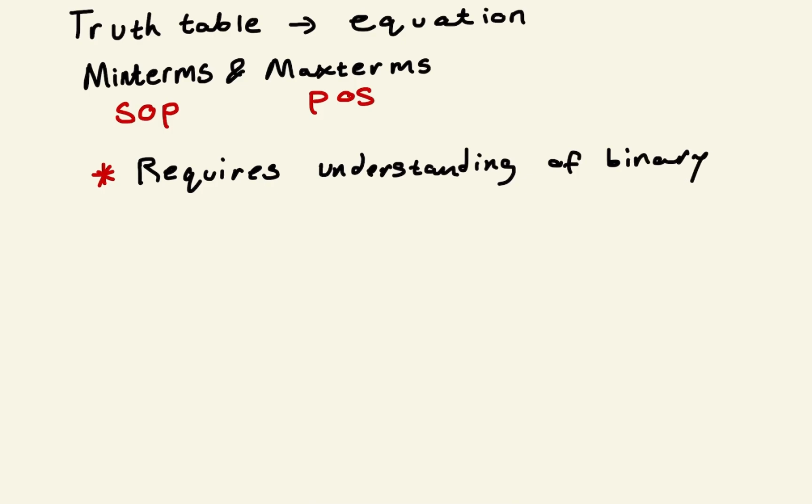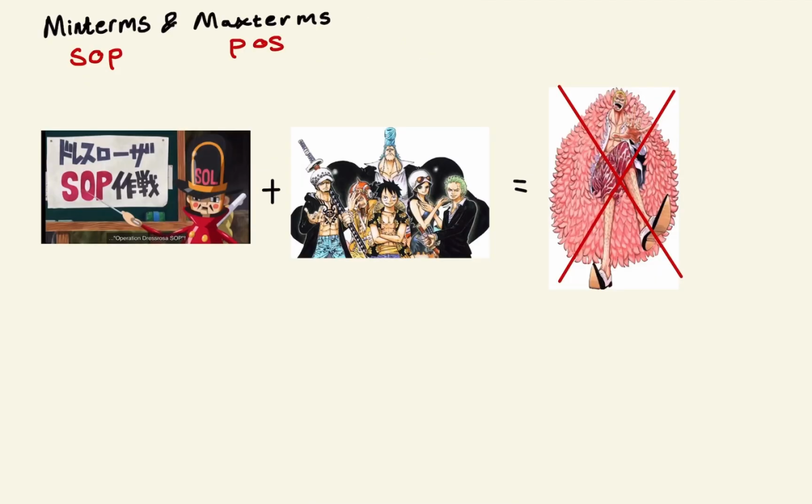Now I know what you're thinking. I already know what SOP is. That's what the Straw Hats used to beat Doflamingo. And you would be correct, but it's slightly different in digital circuits.